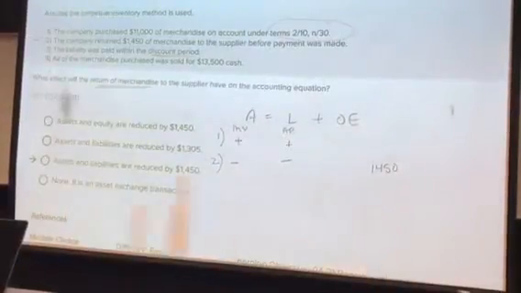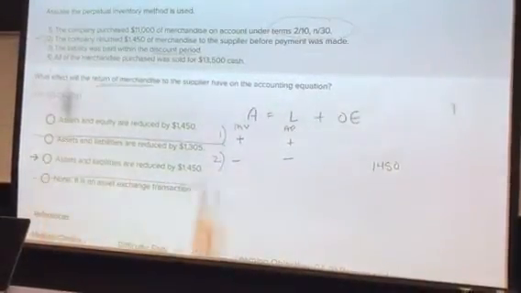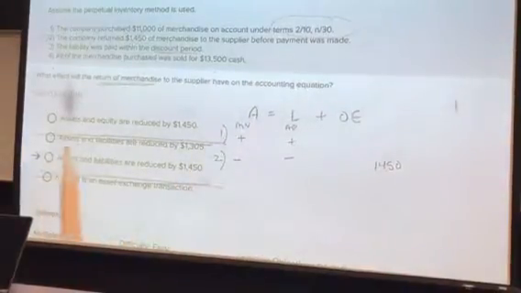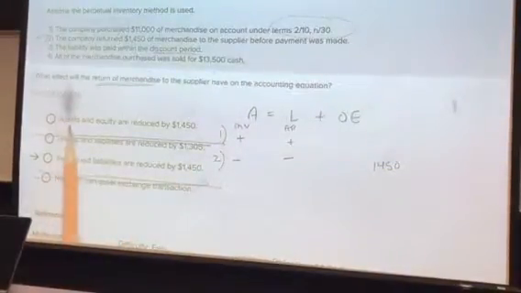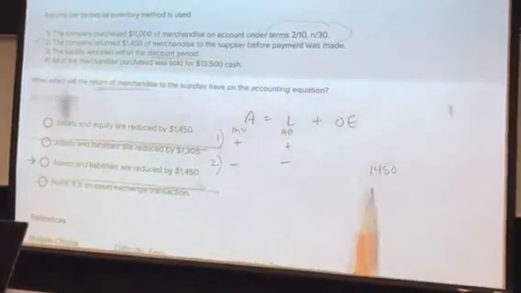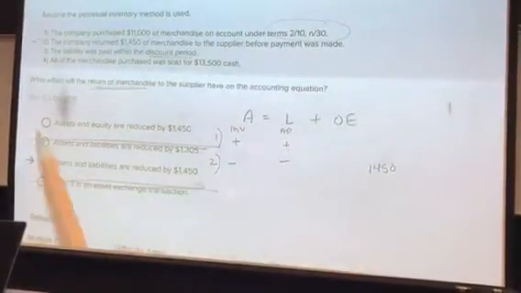First, you can get rid of anything that's not $1,450. Okay. Then you need to look at the words. The first one says assets and equity are reduced. It's true that assets are reduced, but this is not affecting equity at all. So that would not be correct.